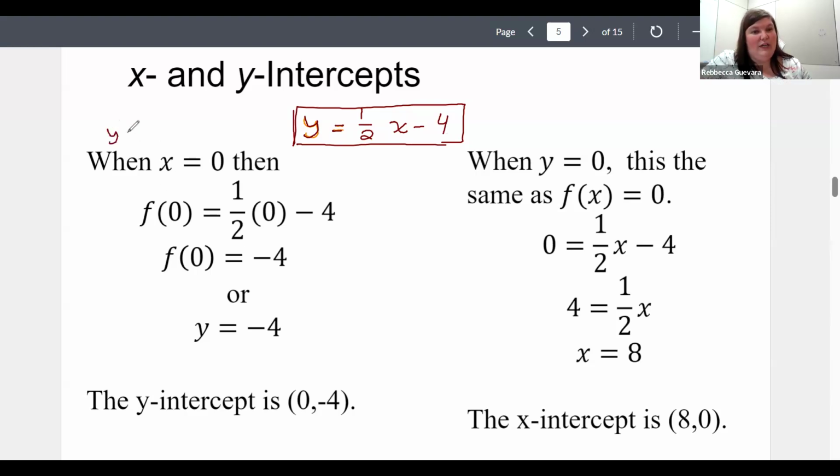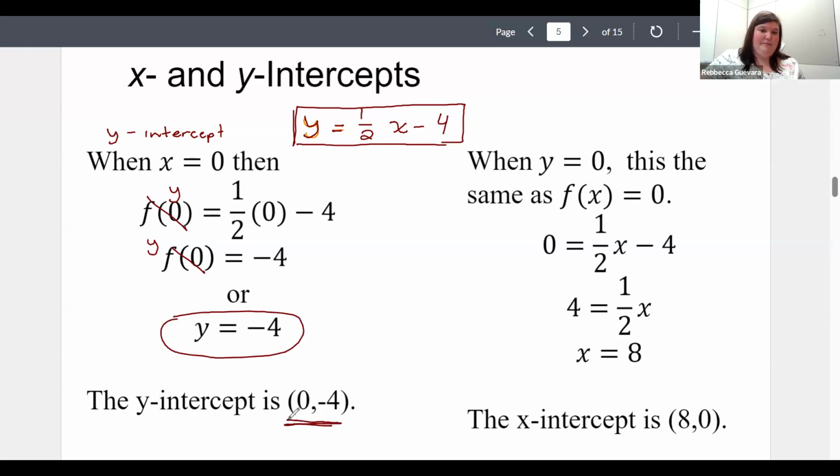We know the y-intercept occurs when x is 0. So all I have to do is just replace all my x's with 0. Ignore that for now. Just think about that as being y. y equals 1/2 times 0 minus 4, meaning that y is just going to be equal to -4. So we got an ordered pair of 0, -4. That's my y-intercept. And this side is going to be my x-intercept.